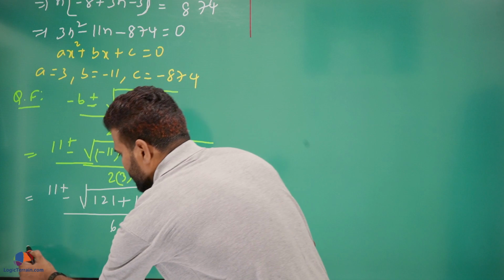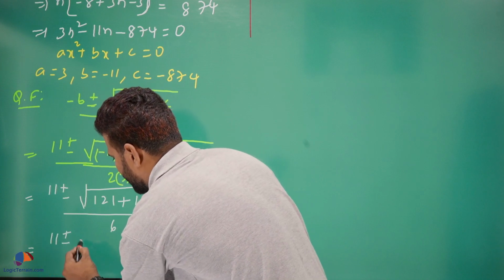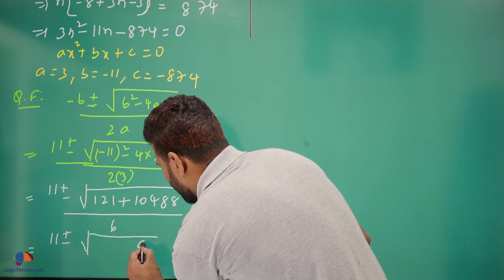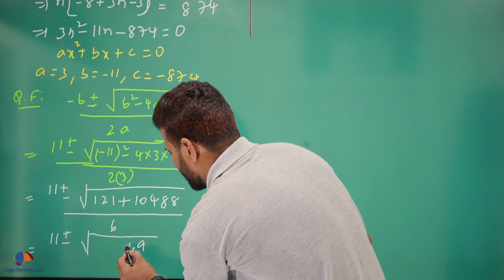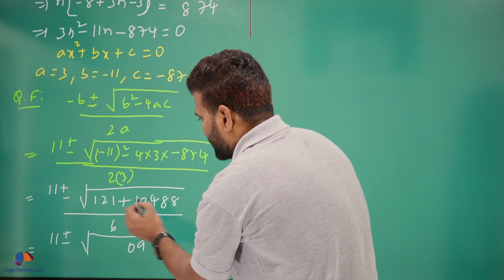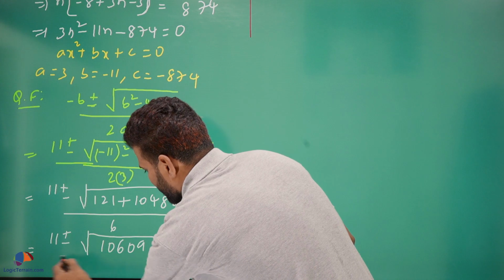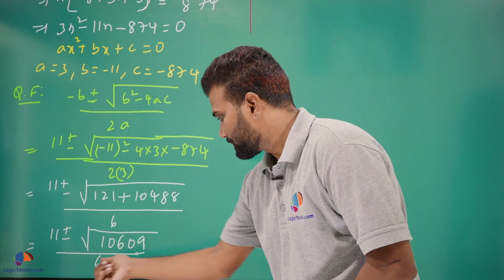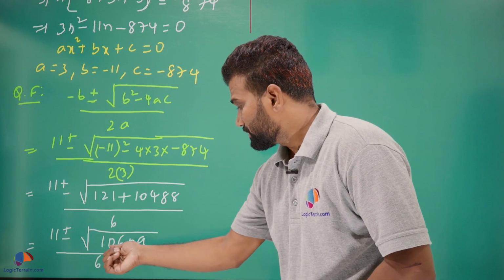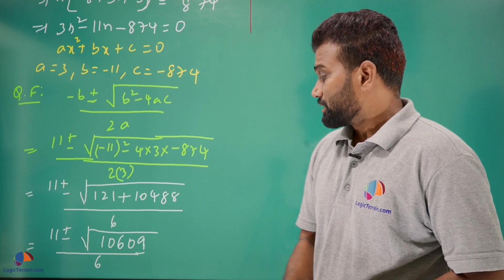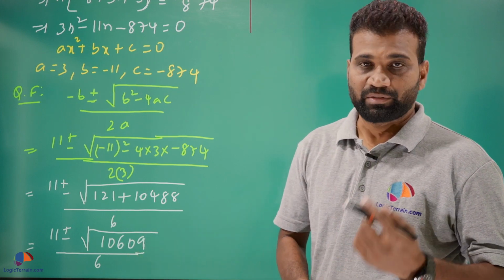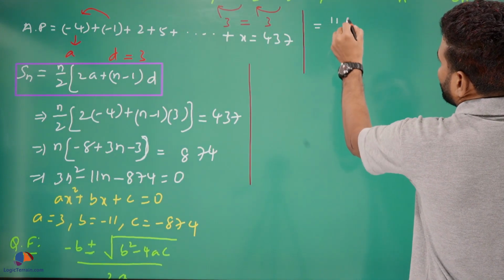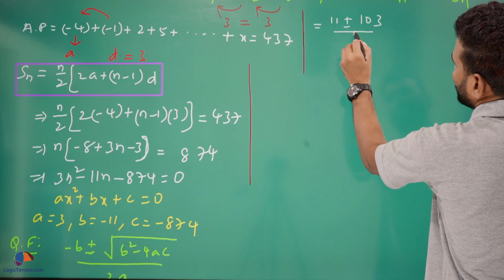So further, if we simplify 11 plus or minus the square root of... when you sum this up, we get 8 plus 1 is 9, 8 plus 2 is 10, 0 1, 1 plus 4 is 5, 5 plus 1 is 6, and 10 upon 6. So further, 11 plus or minus the square root of 10,609 upon 6. So we have to find the square root of 10,609, and the square root of 10,609 is 103. So this becomes 11 plus or minus 103 upon 6.